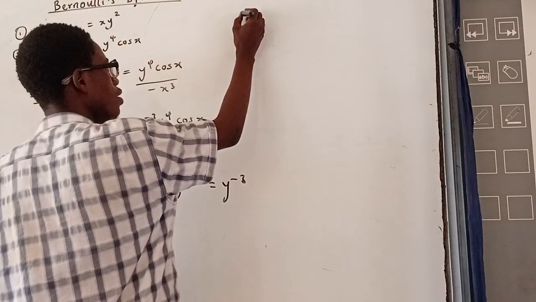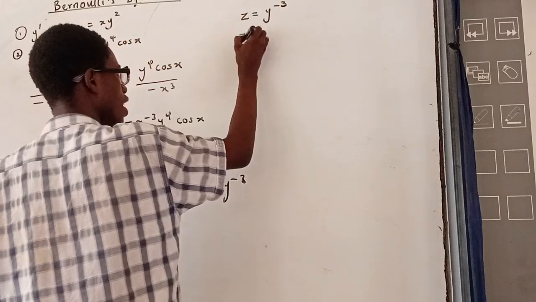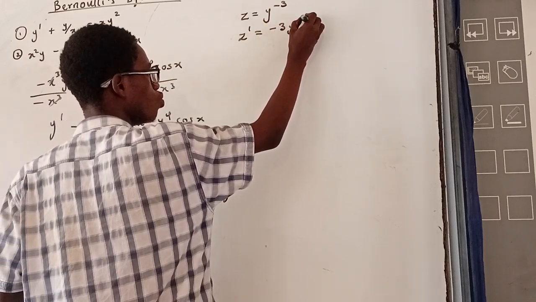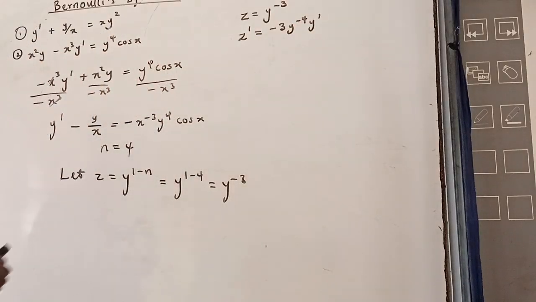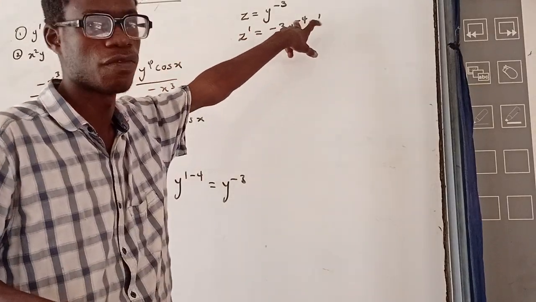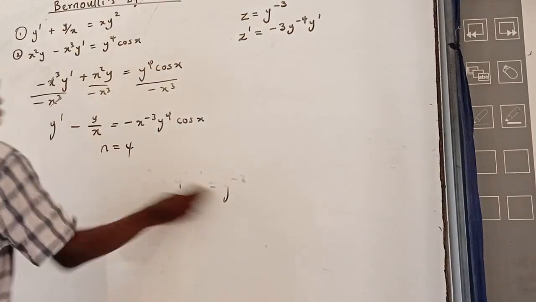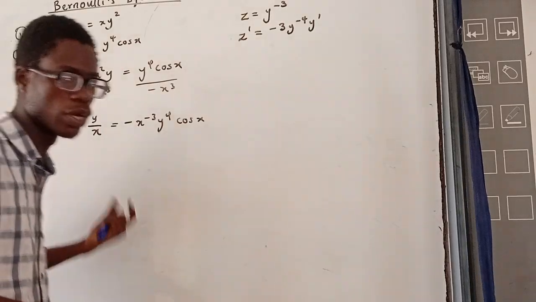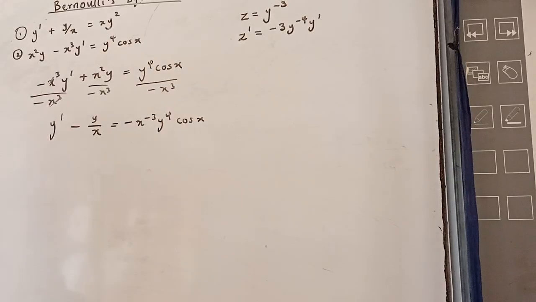Let's write it somewhere. Z equals y raised to power minus 3, which means z prime, dz/dx, equals what? Minus 3y to the minus 4 y prime. You differentiate z with respect to x. So z prime equals minus 3y raised to power minus 4 y prime. So what next do we do? The next thing we are going to do is to divide through. This is the equation we are going to be using now. We are not using this equation anymore. We are using the simplified Bernoulli equation.